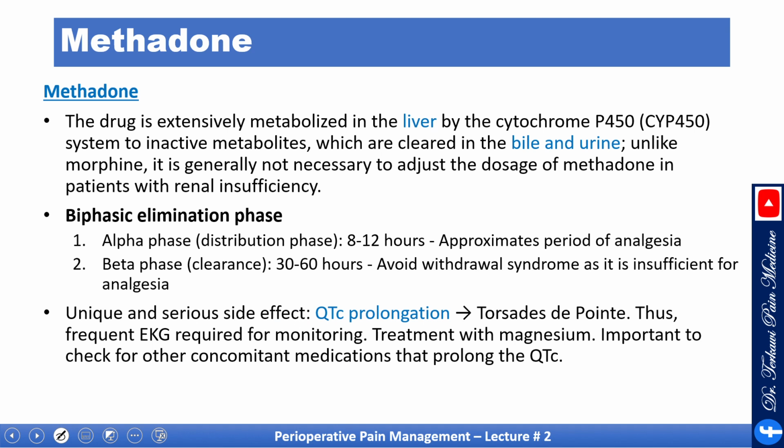A unique and serious side effect is QTc prolongation that can lead to torsades de pointes. Frequent EKGs are required for monitoring, and the treatment of torsades or QT prolongation is magnesium. It's important to consider other medications concomitantly administered that may prolong the QTc.